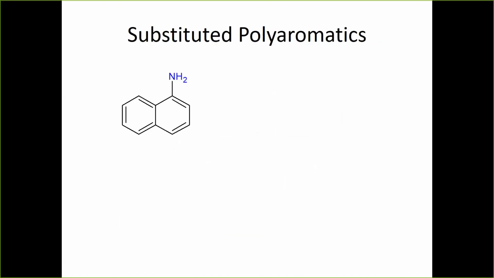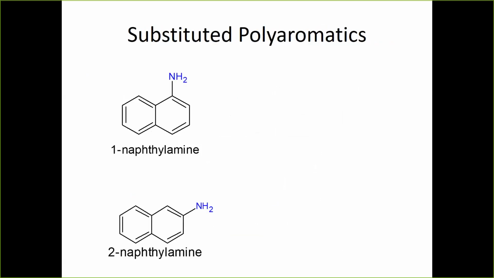A couple more examples. Here's some polyaromatics that have substituents on them. So this one here is a naphthylamine. This is the 1-naphthylamine. You can have a 2-naphthylamine as well. So these compounds are also known carcinogens. They cause bladder cancer. They're IARC1 as well.